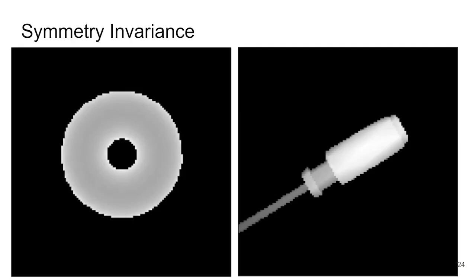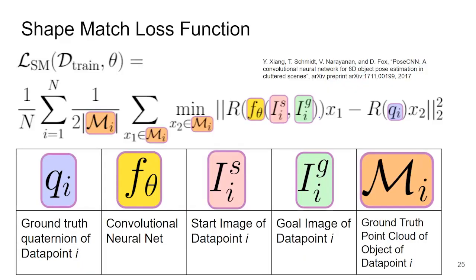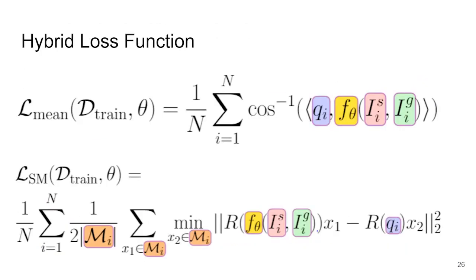To remedy this, we use the shape match loss function from prior work that does not penalize correct rotations on symmetric objects. This function compares the point clouds of the object after rotating according to the ground truth quaternion and the predicted quaternion. During training, we noticed difficulties due to the quaternion double coverage property. To remedy this, we define a hybrid loss function. We train with the mean loss in the first epoch and the shape match loss in the following epochs.